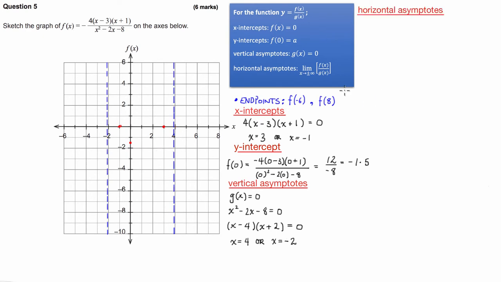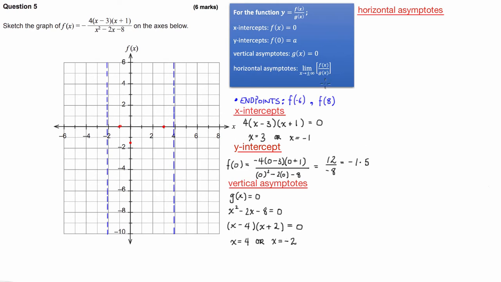Okay, now onto what I would consider the most tricky part of this entire problem, and that's the horizontal asymptotes. Basically what we have to do with the horizontal asymptotes is evaluate what this function does as x approaches positive infinity and negative infinity.